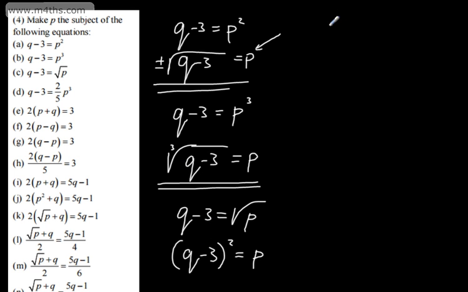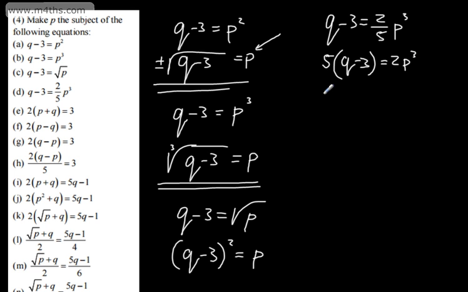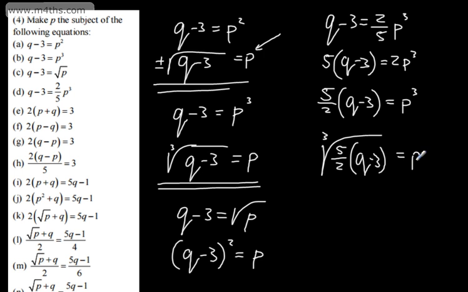With this one here, what we have is q minus 3 is equal to 2/5 of p cubed. We can do this in one step to get p cubed by itself, or 2 steps. The easiest way is to first multiply both sides by 5, which will give 5 lots of q minus 3, and that will be 2p cubed. Then we can divide both sides by 2, so it's 5 over 2 times q minus 3 is going to be equal to p cubed. And then we can take the cube root. So the cube root of 5 over 2 times q minus 3 is equal to p.